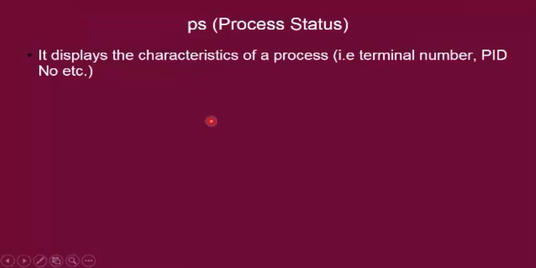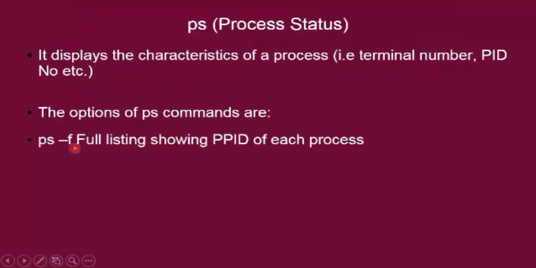Now the first command is the PS command, our process status command. As I told you in the last slide, it will display the terminal number, PID number and other extra details. Here I have mentioned some options. Options start with a hyphen, a dash symbol. The first option is -f. It lists the PPID of each process. PID means process ID and PPID means parent process ID.